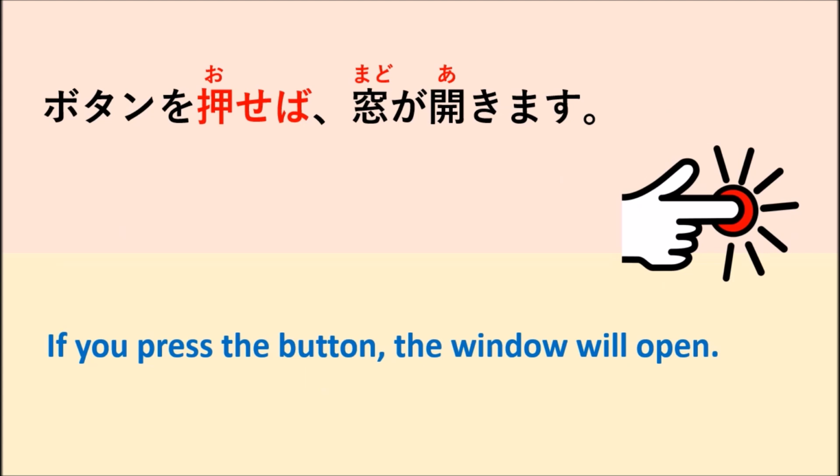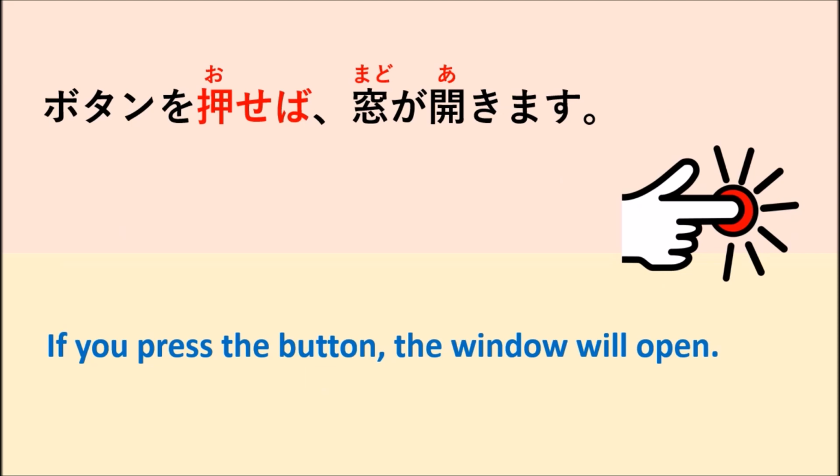What you should know in this sentence is how to change the verb to be ba form. Here we say oseba. The verb oseba is from the dictionary form osu. Osu means press. When you want to change it to the ba form, you change it to oseba. So it's the rule that you have to remember. Osu, oseba.